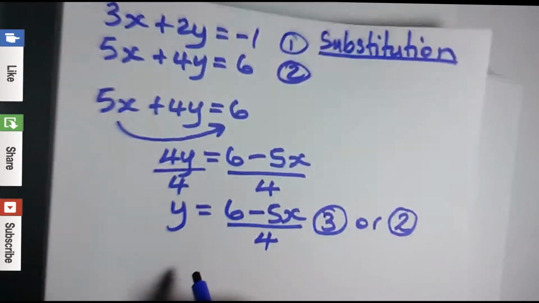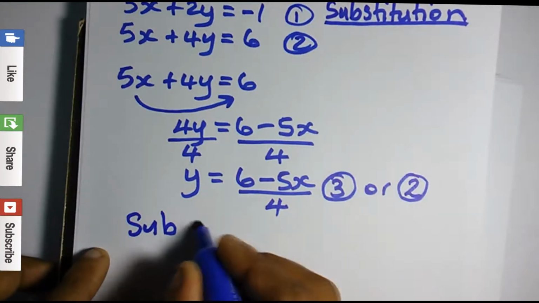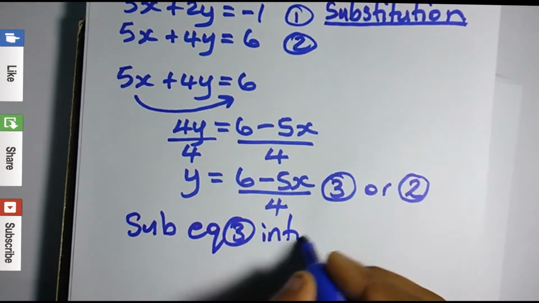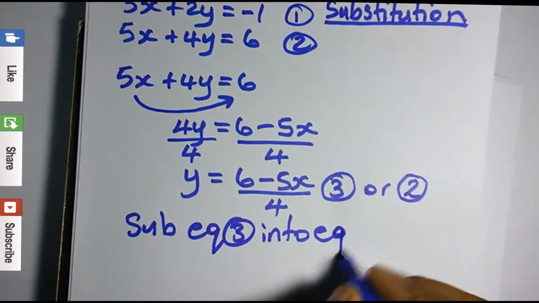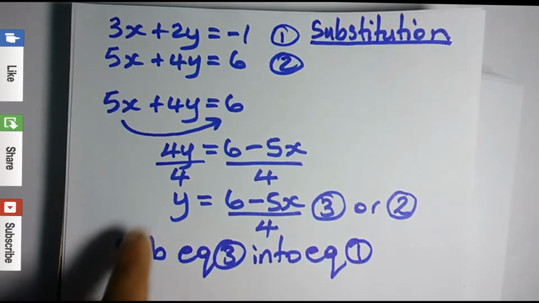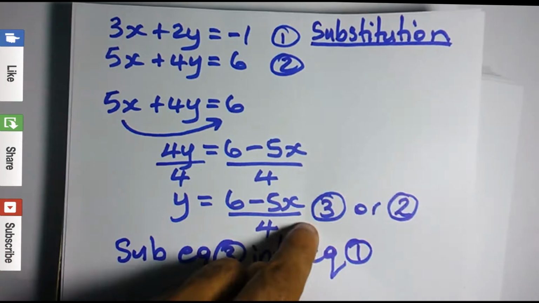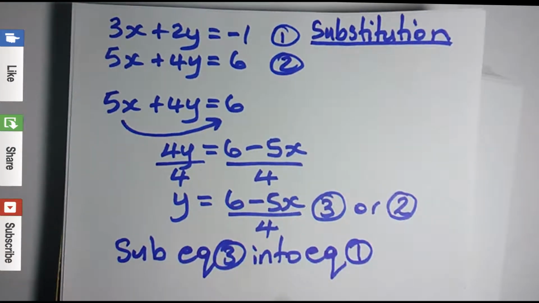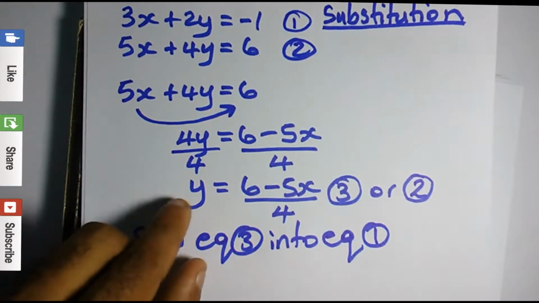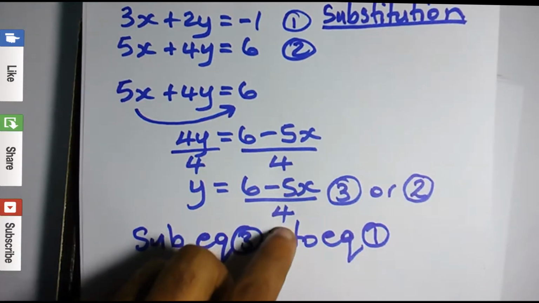Now, with y as the subject, I'm going to substitute equation 3 into equation 1. Remember, I used equation 2 to create equation 3, so I cannot substitute equation 3 into 2, because 3 and 2 are the same. So I'm going to substitute equation 3 into equation 1. Wherever I see y in equation 1, I'm going to put 6 minus 5x over 4.